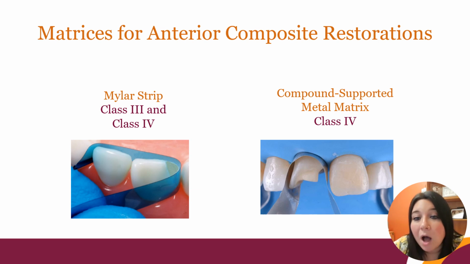There are also compound supported metal matrices that can be used for Class 4 composites. I haven't ever personally used this type of system, but I have seen it. Some people really like this, so it is an option out there. A matrix is not necessary for a Class 5 restoration because the contour can be controlled as the composite is being inserted. And for both the mylar strips and the compound supported metal matrix, wooden wedges are usually used to hold these strips into place.